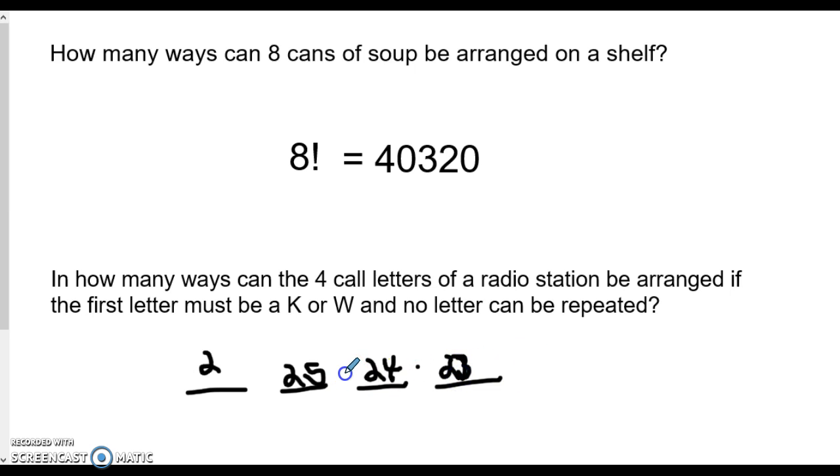And then you multiply all of these numbers together. That'll tell you how many different possibilities there are, and that's 27,600.